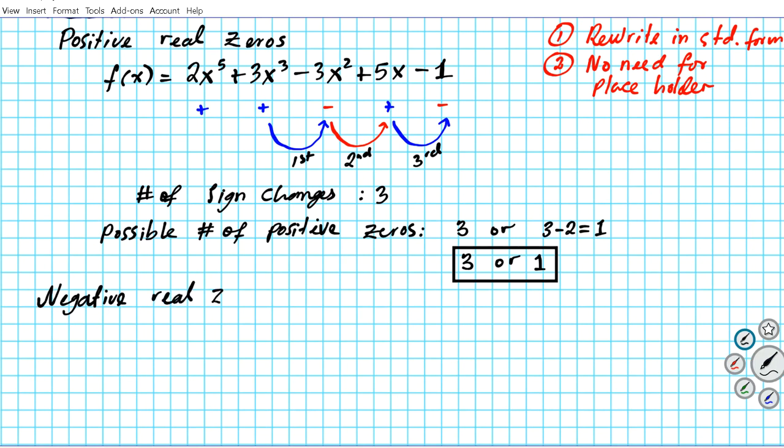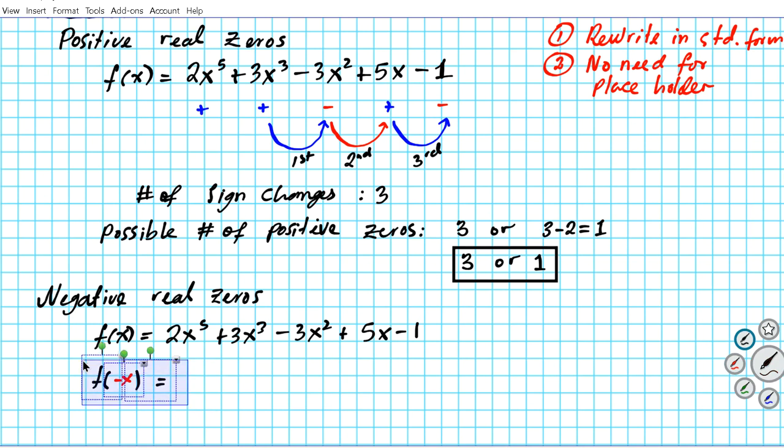We're going to start with what we had originally. The original function is 2x to the 5th plus 3x to the 3rd minus 3x squared plus 5x minus 1. All right, so we're looking for f of negative x. What is that? f of negative x just simply means that you replace all the x's in f of x with negative x, right? So let's bring that down.